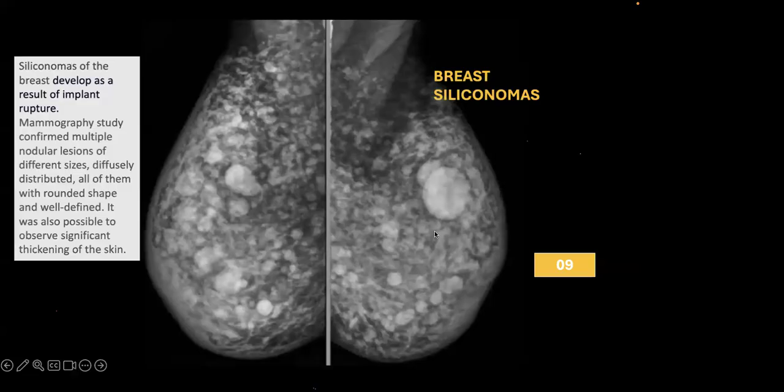And these were breast siliconomas. So these appear as nodular lesions diffusely scattered of variable sizes and can or cannot be associated with skin thickening.